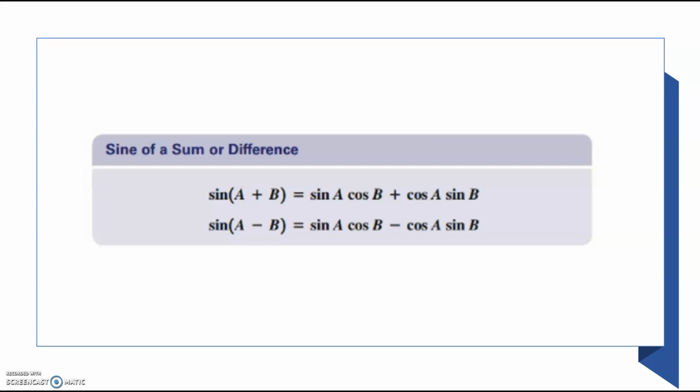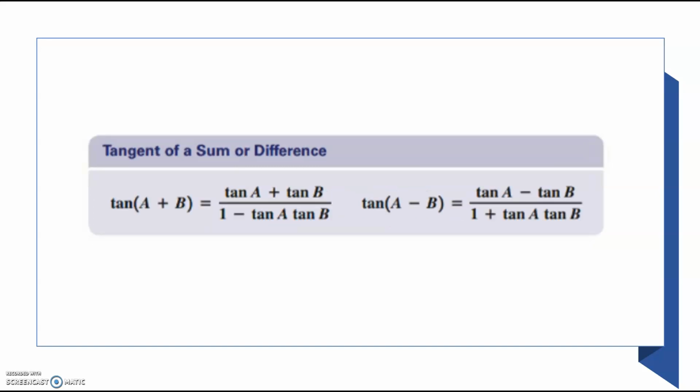Let's look at tangent. Now, tangent is completely different. If you want to take the tangent of two angles being added, this time it will be the tangent of the first plus the tangent of the second, divided by 1 minus the tangent of the first times the tangent of the second, and vice versa. The tangent of two angles being subtracted would be the tangent of the first minus the tangent of the second, over 1 plus the tangent of the first times the tangent of the second.